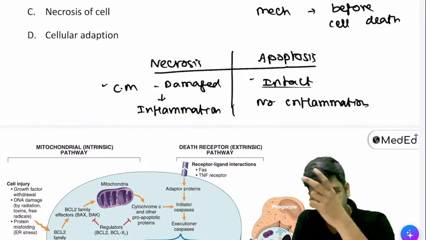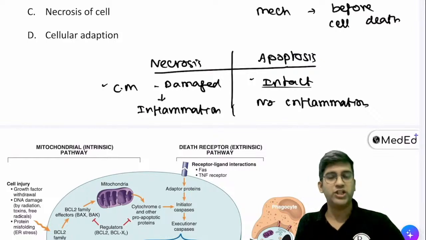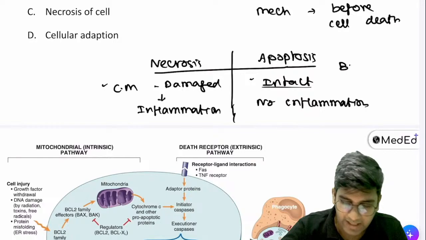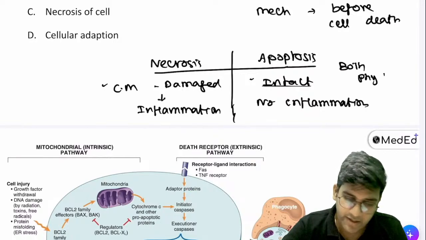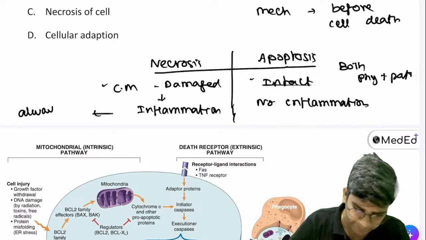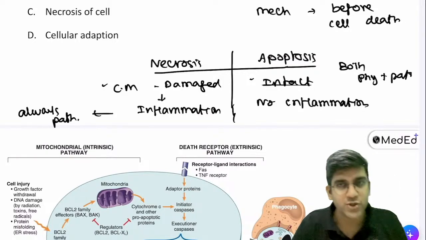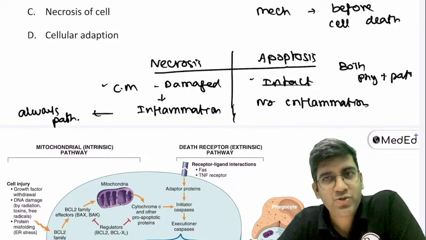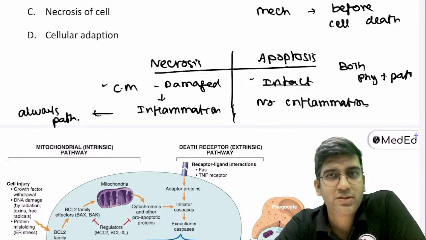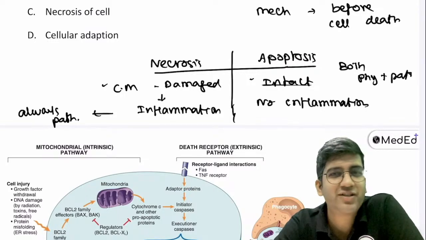So tell me which of these two types of cell death can be physiological. Physiological should not be painful. Pathological can be painful, right? Apoptosis can be both physiological and pathological. Necrosis can never be physiological. It is always pathological. Okay. I'll ask you a different question. Which of these two types of cell death is good for the patient? Necrosis or apoptosis? Which do you think is good? Tell me anyone. 50% you have the right answer.